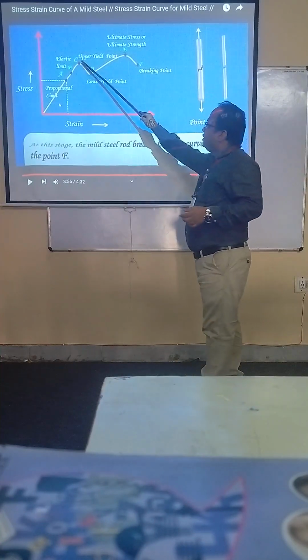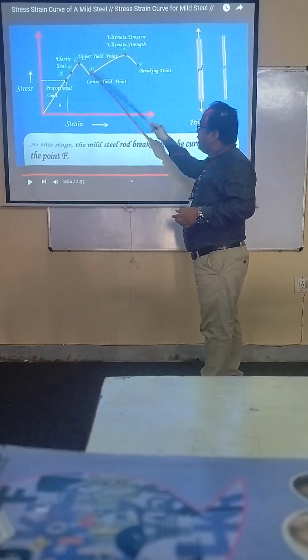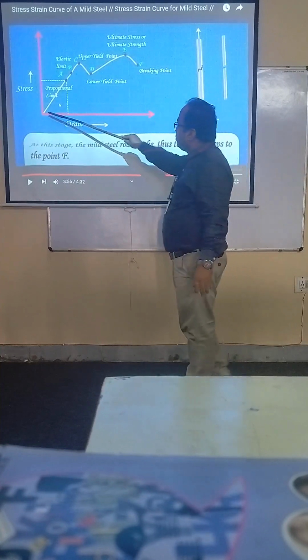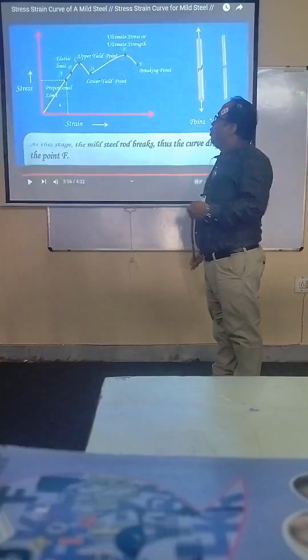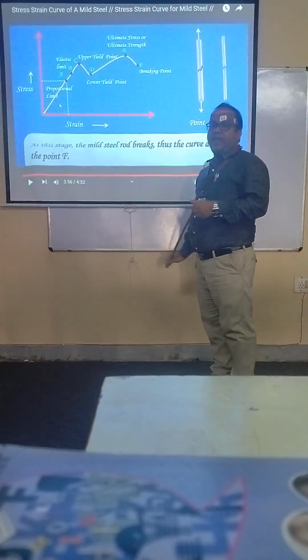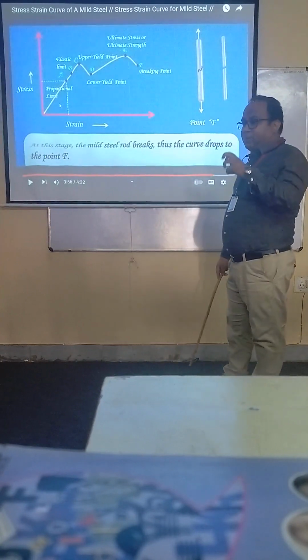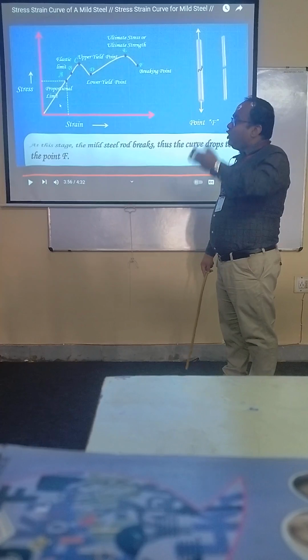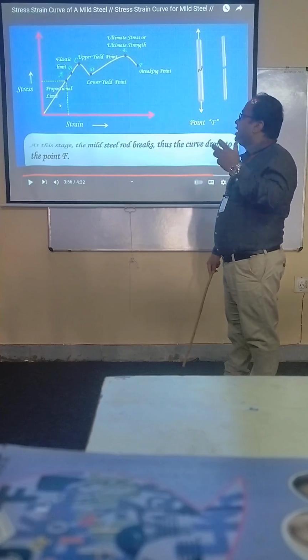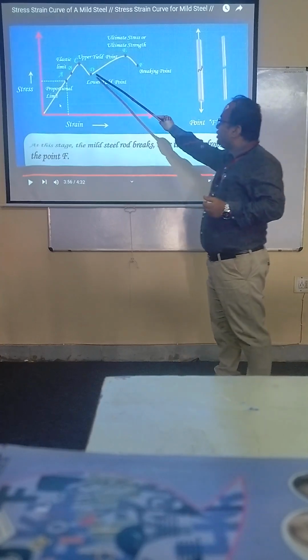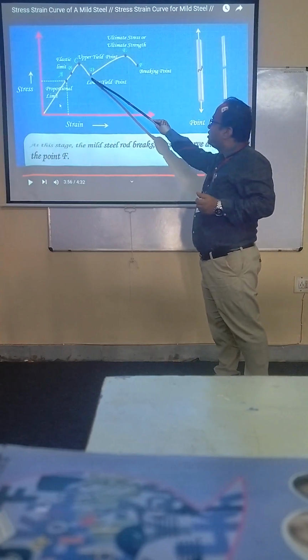Next, point D. After point C comes point D. You can see that from O to A the stress value is increasing. Now up to point C, even if you are increasing the load, the stress value decreases up to point D. Point D suggests the lower yield point. The lower yield point means that at that point the material again tries to give resistance against the deformation. This is not a point; it is a wavelet-like structure.